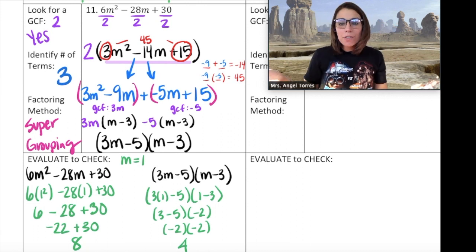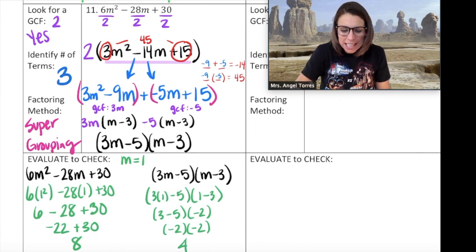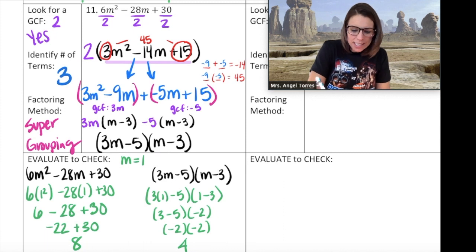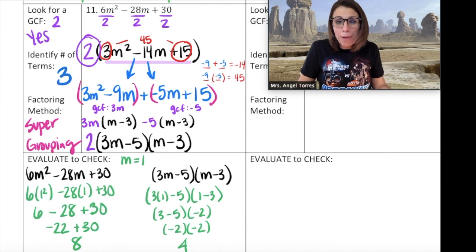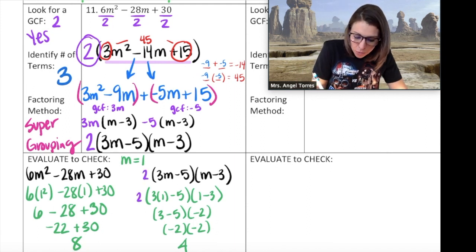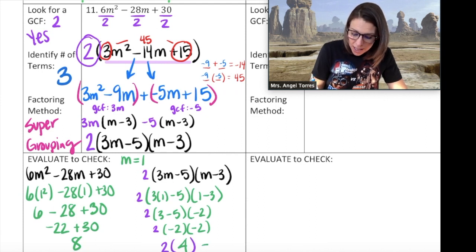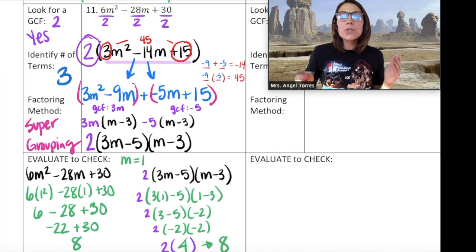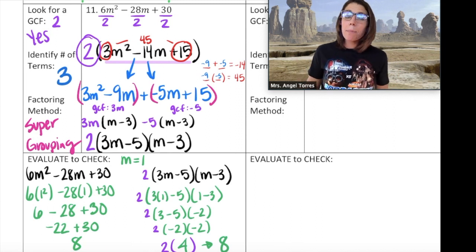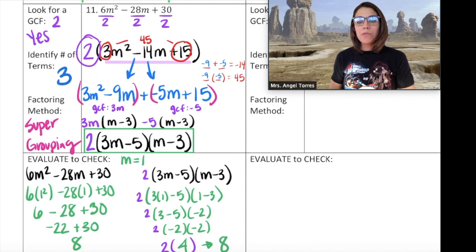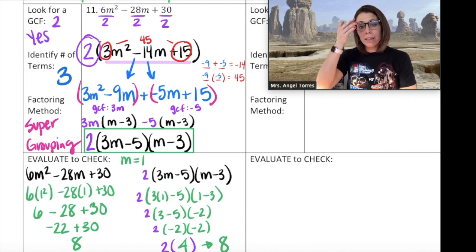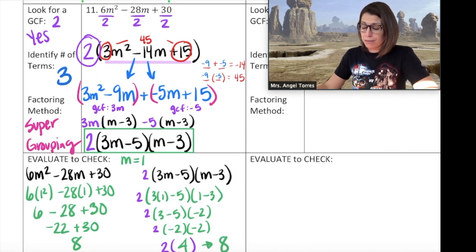Wait a second, what was the first thing we did? We factored out a GCF. I can't just leave that behind. That 2 is still part of my product, which means it needs to be part of my evaluation. If that 2 was a part of this, that's 2 times 4, which is an expression that has a value of 8. So it is super important that that GCF be a part of your final product. Now these both have an equivalent value, so I know that my factored form is equivalent to the trinomial I started with. Phew, I was freaking out there for a sec.